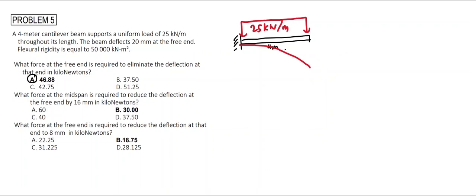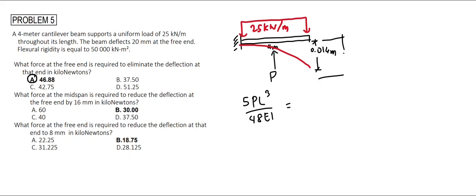For the second problem, to solve for the force at midspan required to reduce the deflection at the free end by 0.16 meters, we will use the beam formula where the load is found at the midspan of the cantilever beam, given by the formula 5PL cubed over 48EI, equal to the difference between the total deflection, that was 0.020 meters, and the final deflection of 0.016, that is equal to 0.004 meters.